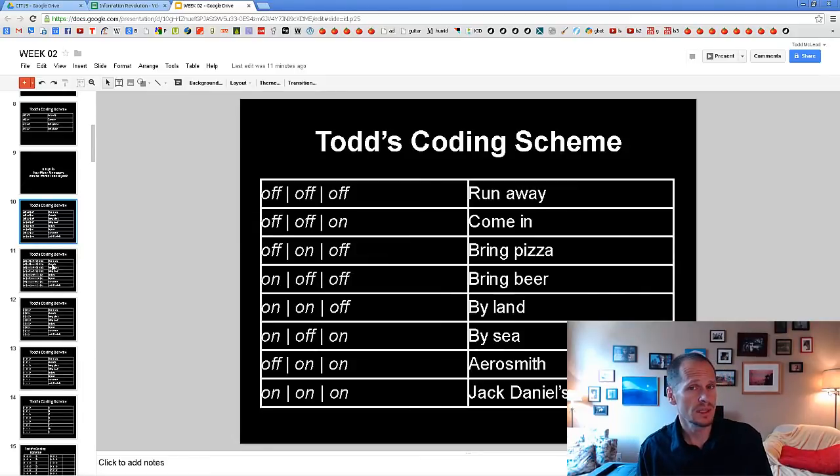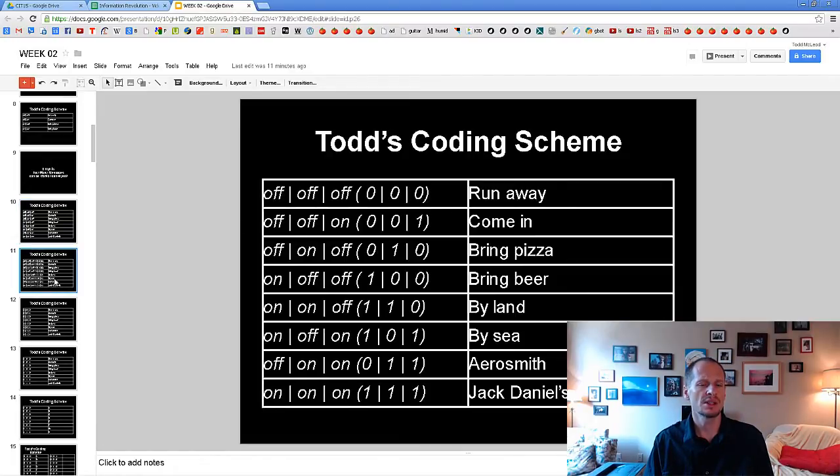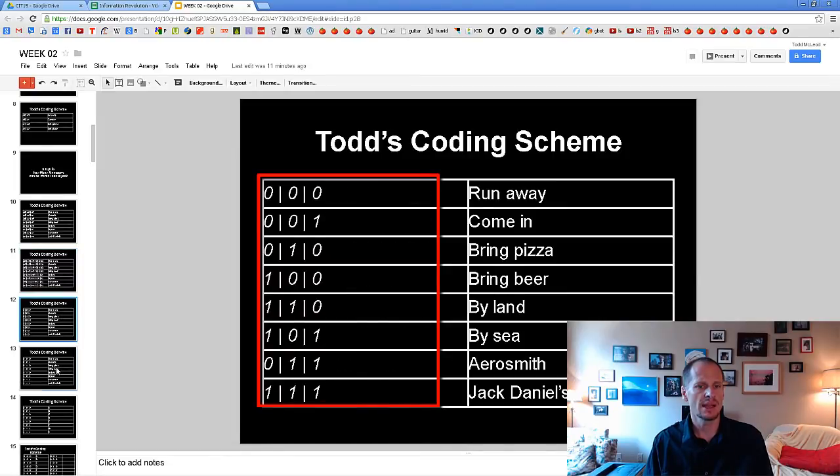And to build on this one step further, instead of writing off, off, off, or off, off, on, we could write a shorthand notation, and we could allow 0 to stand for off, and we could allow 1 to stand for on. So I could just write it like this, where that is off and off and off, and this is on and on and on.